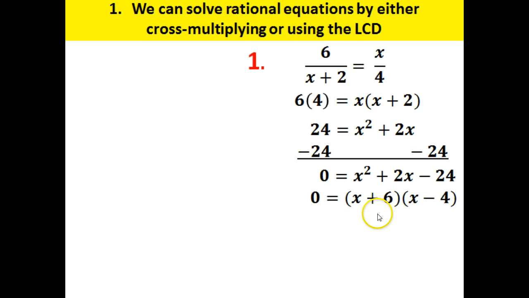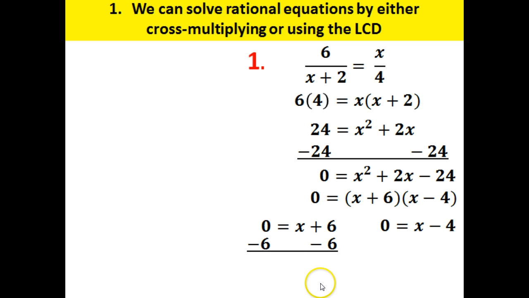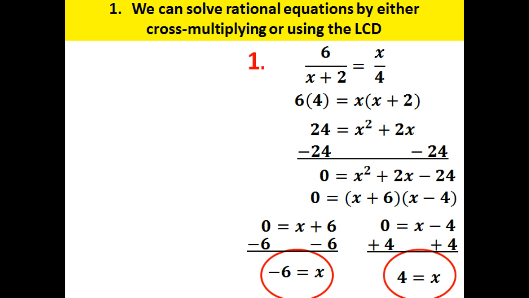And when you've got this set up, all we're going to do is set each of these equal to 0. So we've got an x plus 6 equals 0, and we're going to go ahead and solve that one. And an x minus 4 equals 0, and we'll solve that one. Okay, so the x plus 6, we'll subtract 6 from both sides. X equals negative 6. With the x minus 4, we're going to add 4 to both sides. So x is going to equal 4 and negative 6. We will indeed have two answers on this one.